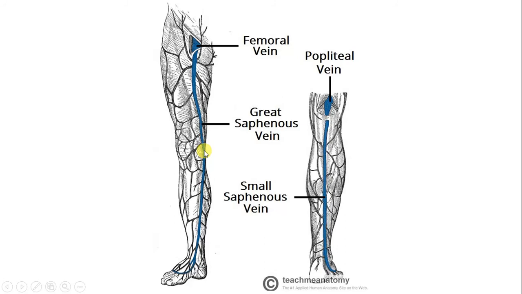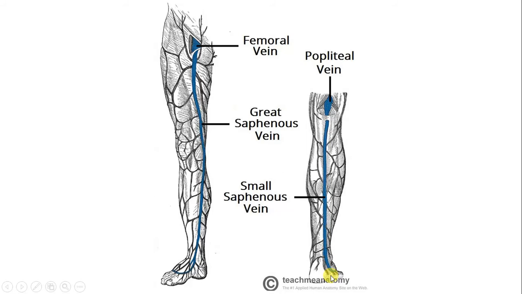Then it runs upward on the medial side of the thigh, up to the saphenous opening, which is located 4 centimeters lateral and below the pubic tubercle, below the inguinal ligament. Here is the saphenous opening, and this great saphenous vein then enters into the femoral vein. So here is the great saphenous vein, which is a superficial structure.